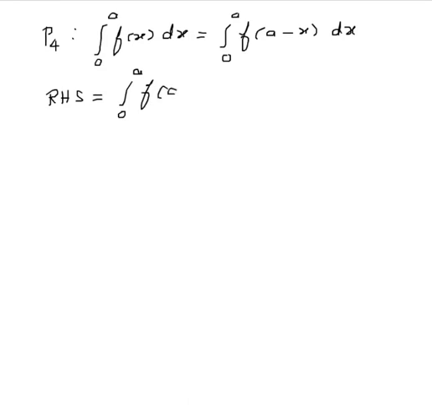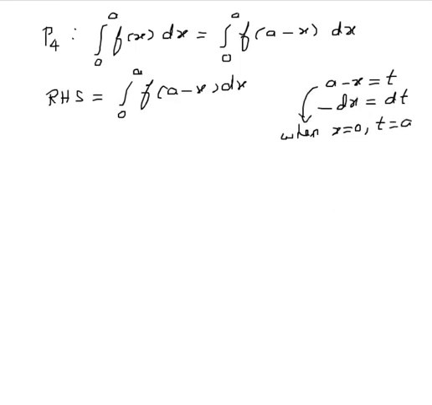Integral 0 to a f of a minus x dx. Let us substitute a minus x as t. Differentiate both sides. Minus dx is dt. Let us calculate the corresponding limit values for t. When x is 0, substitute x as 0 here, t becomes a. And when x is a, a minus a, t becomes 0. Therefore, the corresponding limit values for t are a and 0.